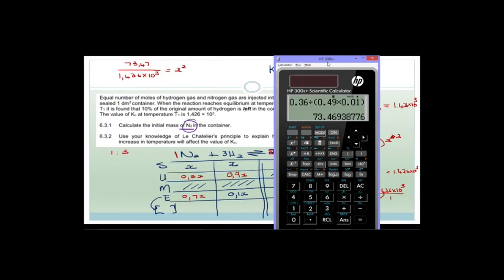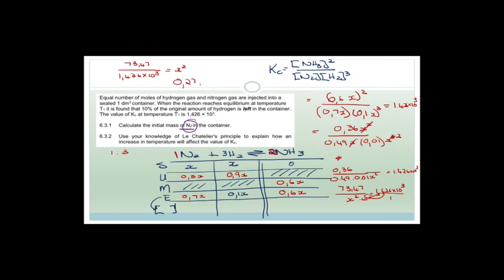Okay, sorry about the sound effects. So you've got 73.47 divided by 1.426 exponent 3 equals that answer there. But now remember that's x squared. So what do we have to do? We have to square root our answer and we get 0.27 moles. So that's x.